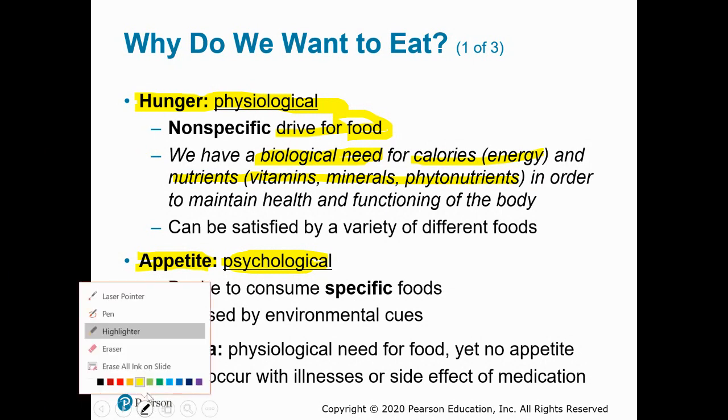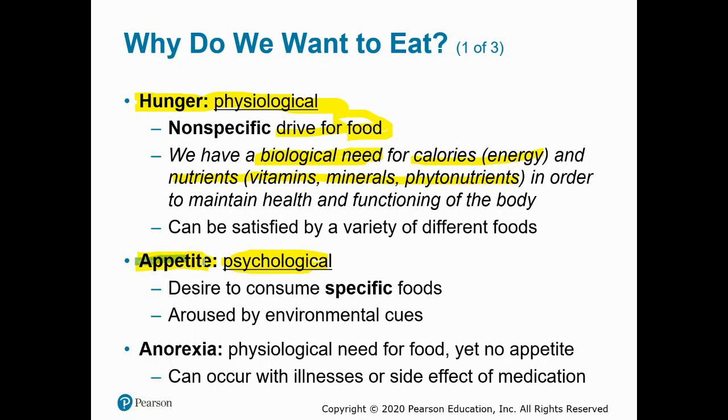Whereas appetite, and I may as well change the color here, is pretty purely psychological. It's more of a cognitive or mental desire to consume usually a specific type of food. So you might say, man, I really want some ice cream right now, or I'm just craving pizza. I just have such a hankering for pizza or French fries or whatever it is. That's really your appetite talking.